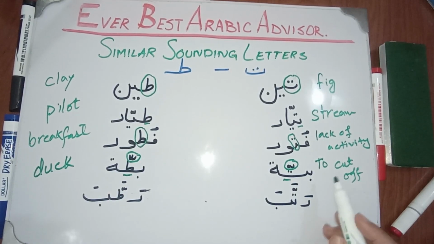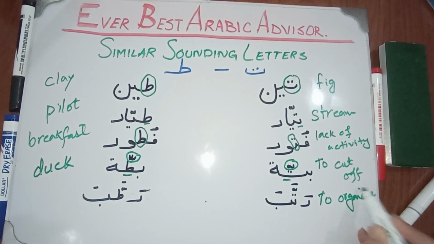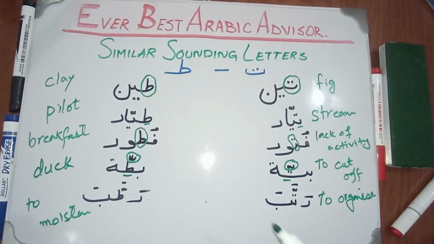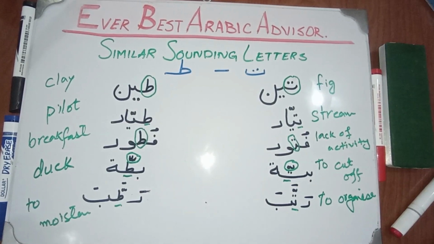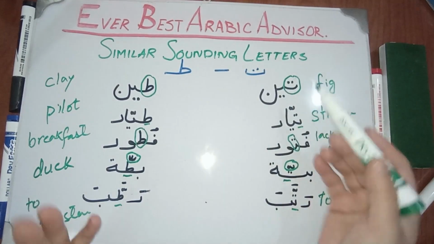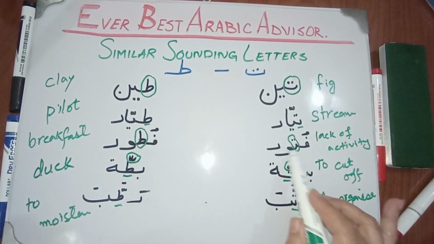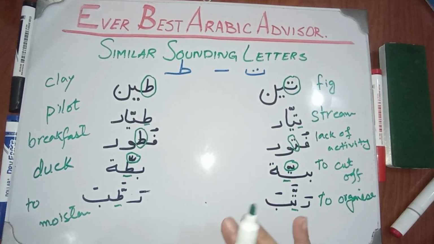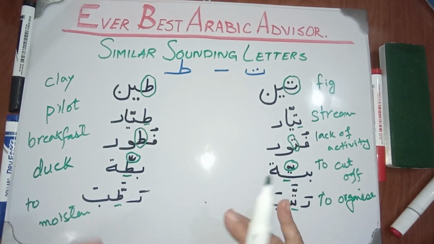Rattaba, rattaba, to organize. And in rattaba, to moisten. You see, this is the difference between the words. Even though the letters are very similar to each other, and the position of the letters in the word is the same, whether it is in the beginning or the middle, and even the shadda and the sign and the characteristics are the same, only just by the difference of the letter, new words are made.